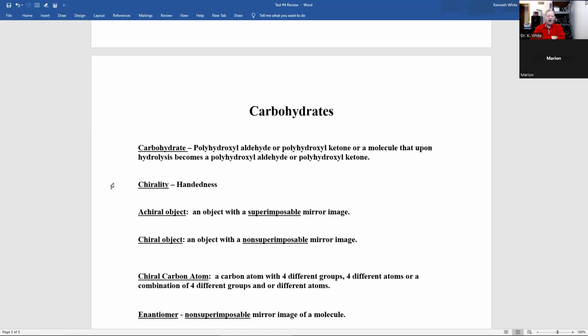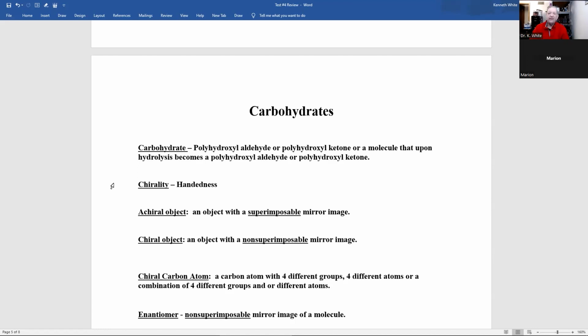You should also know chiral objects. A chiral object is an object that's non-superimposable with its mirror image, like your hands. My hands are mirror images, forget about the ring, and they're non-superimposable. Thumb there, none of the other fingers line up. Ring, middle finger, none of the fingers line up.